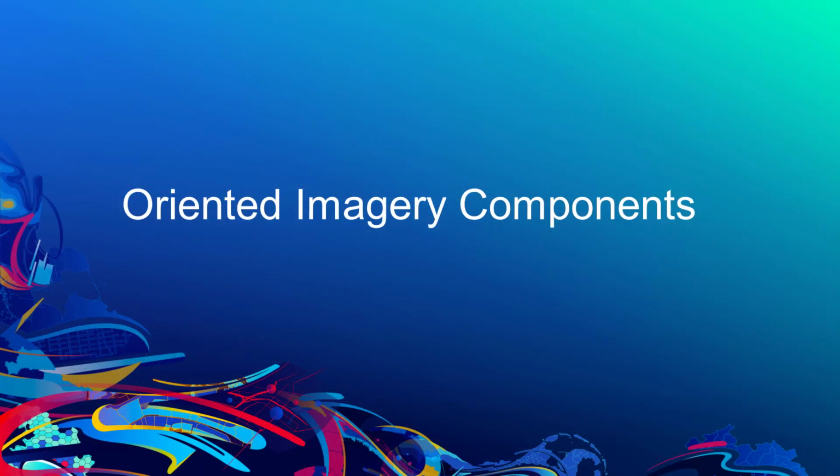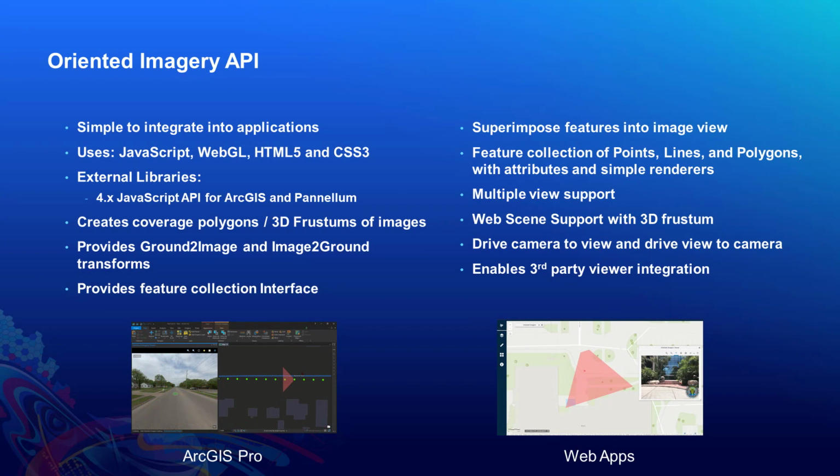Let's talk more in depth about the Oriented Imagery components that we saw in the previous demo. The first component is the Oriented Imagery API. As I mentioned in previous slides, the Oriented Imagery API is the main component. It is simple to integrate into an application. It is developed using JavaScript, WebGL, HTML5, and CSS3.